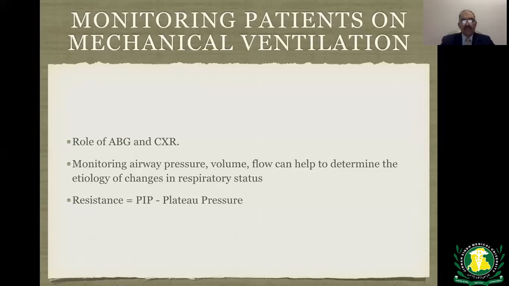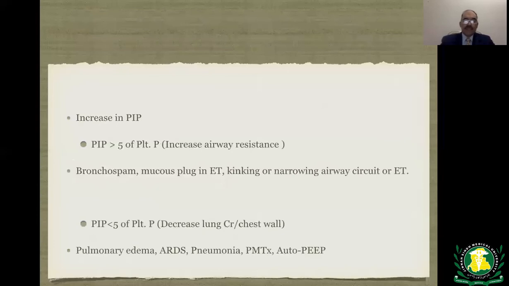ABG doesn't need to be done every day unless there is acid-base abnormality. Otherwise, you can follow oxygenation by monitoring saturation on the monitor. You need to monitor airway pressure, volume, flow on a daily basis. If there is increased peak airway pressure, then you need to know if the plateau pressure is also increased. So if the difference of the peak airway pressure and plateau pressure is more than 5, that means the problem is with increased airway resistance.